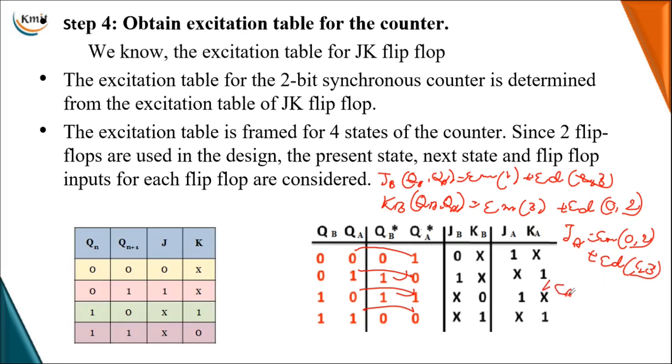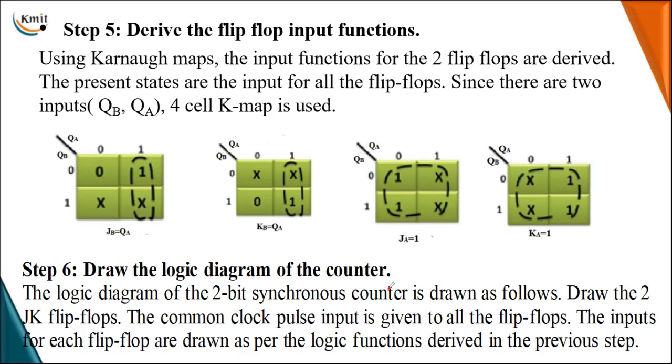Next, KA is also having two minterms, so here you have it on 1, 3 along with don't cares, sigma d of 0, 2. So now upon taking these expressions, using the two K-variable maps or the 4-cell K-map method in order to minimize each excitation input, we found that JB equal to QA, KB equal to QA, JA equal to 1, KA equal to 1.